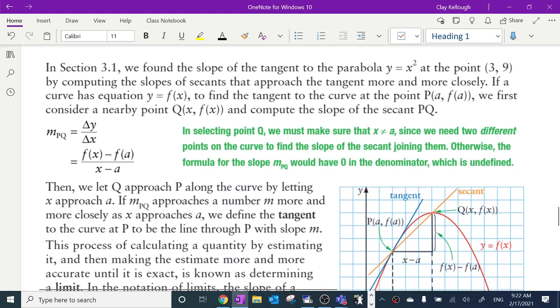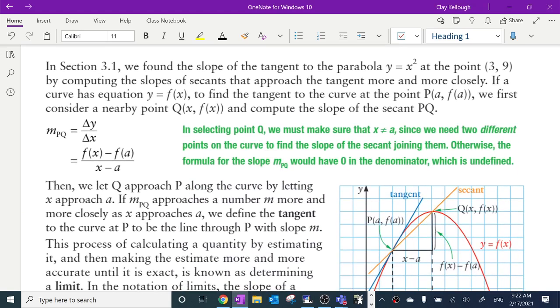And I stole a little section from the textbook. I just wanted to read through it with you, just to put together some of the ideas we were talking about yesterday. So we didn't use the same example that they did, but we found the slopes of secants that approach a tangent more and more closely.